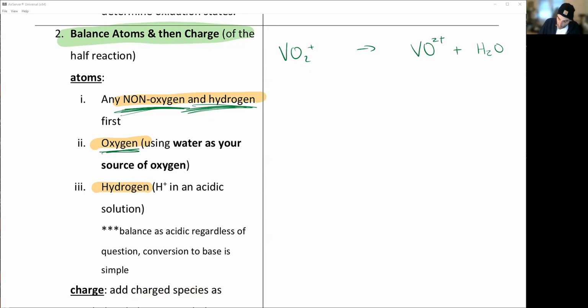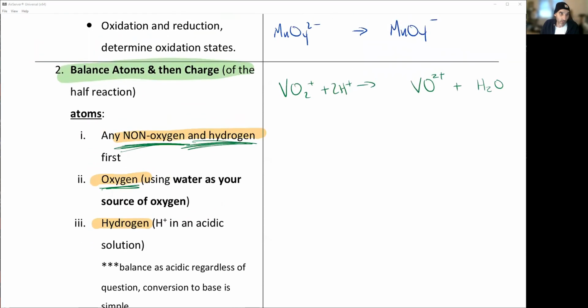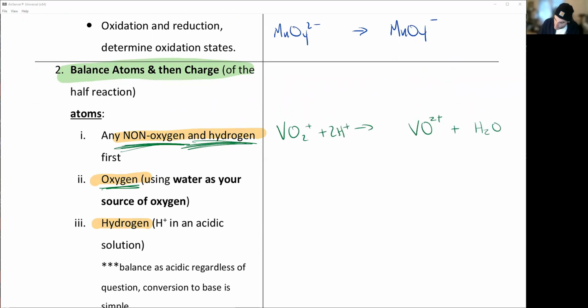Next up, because we're in an acidic solution, and again, we're always going to do it in acidic, I'm going to use H+. I need two hydrogens on this side because I had water, which has two hydrogens. So two H+ on that side. Now that we have done all of the atoms, we're going to do charge next.